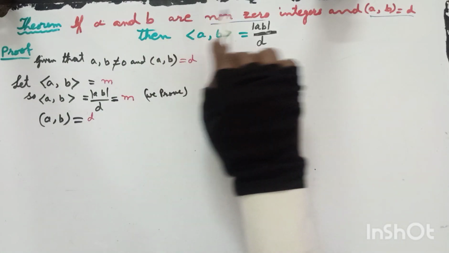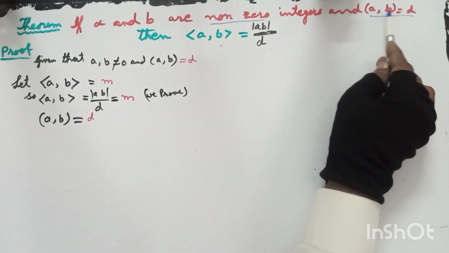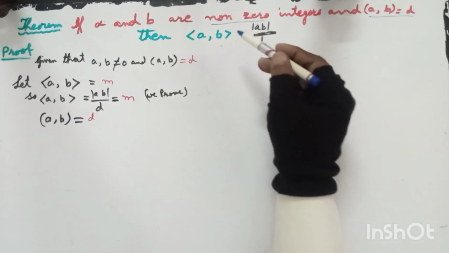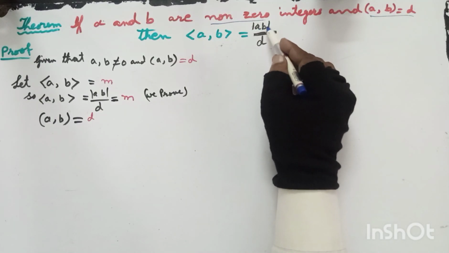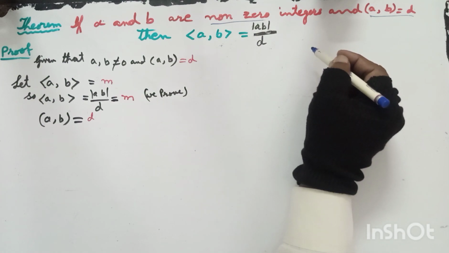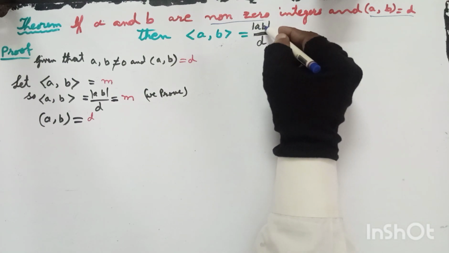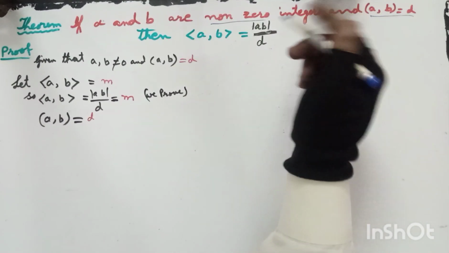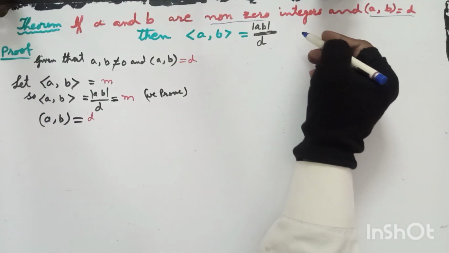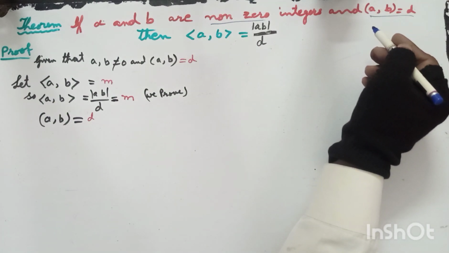The theorem is: if a and b are two non-zero integers and the GCD of a and b is d, then the LCM of a and b is equal to the absolute value of ab over d. What does it mean? If we have two numbers and know their GCD, we can find their LCM by this formula. We are going to prove this.